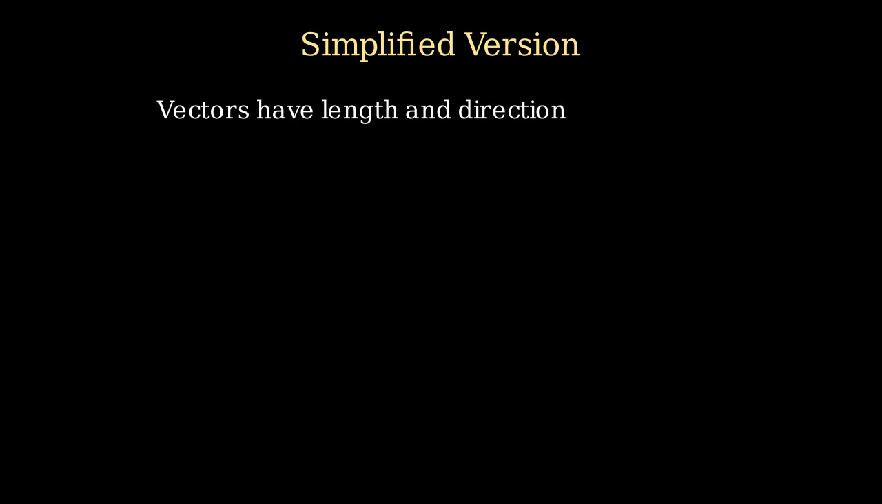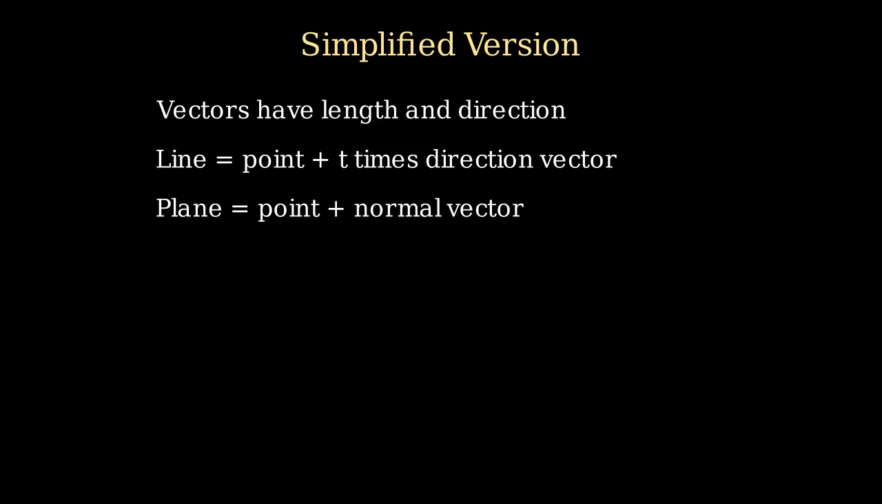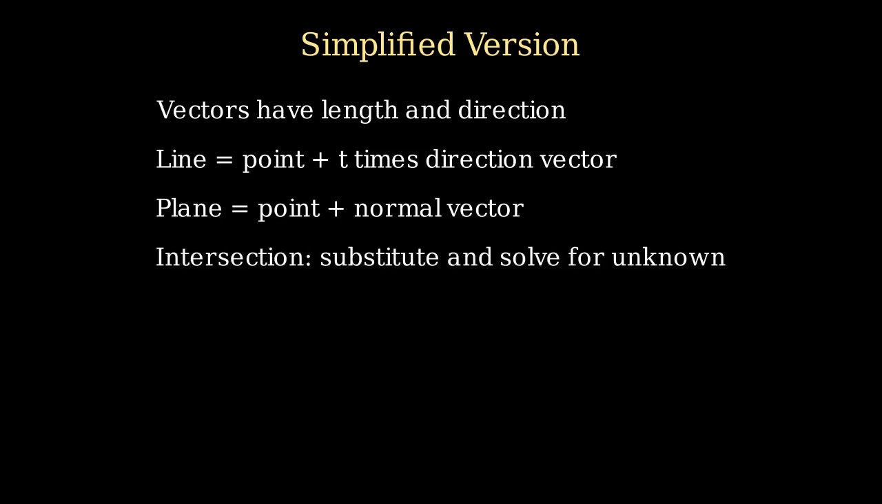In short, vectors have length and direction. A line is a point plus a direction vector times a parameter. A plane is a point plus a normal vector. And an intersection comes from substituting one equation into the other and solving for the unknown.